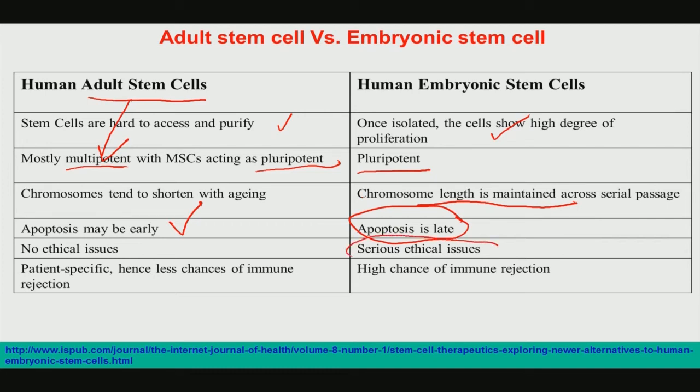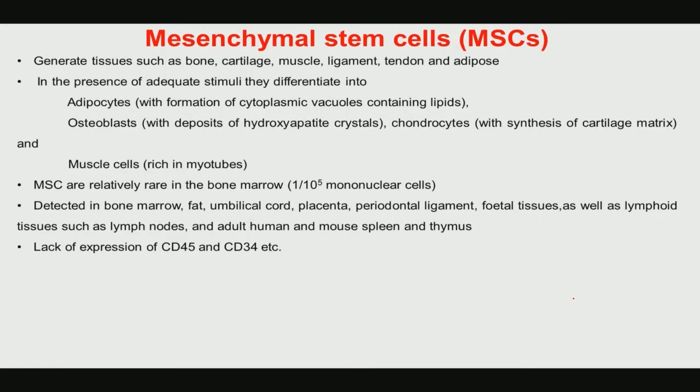As I mentioned while discussing embryonic stem cells, the use of embryonic stem cells in any clinical trials or typically in many research projects can attract serious ethical issues, whereas if you use human adult stem cells, the ethical issues are much less. The last point is that for adult stem cells, the functionality is more patient specific, hence fewer chances of immune rejection. In case of embryonic stem cells, there is indeed a higher chance of immune rejection.